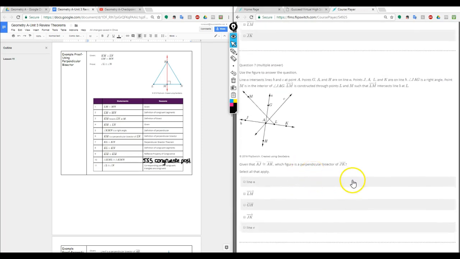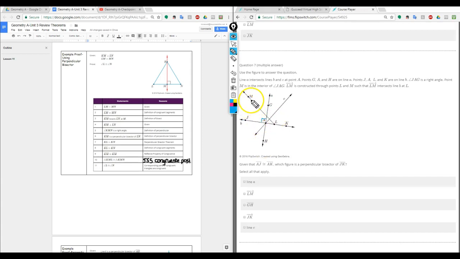Okay, use the figures to answer the question. Line A intersects lines B and C at point A. Points G, A, and H are on line A. Points J, A, L, and K are on line B. Angle JAG is a right angle. Okay, I'm going to mark that. Angle JAG, right here, is a right angle.